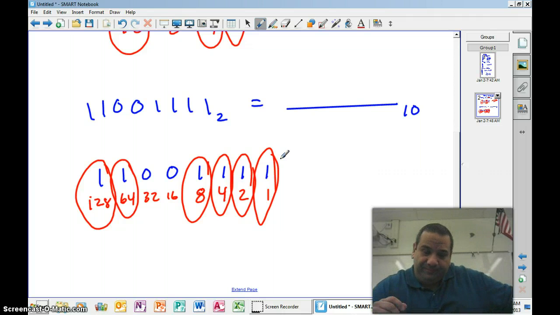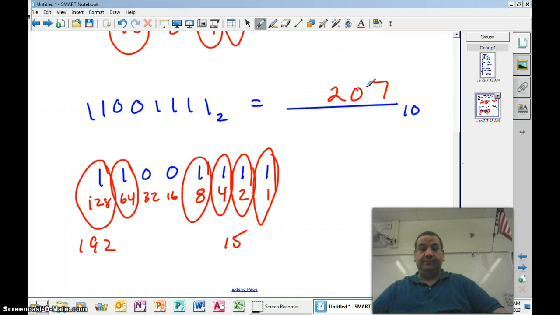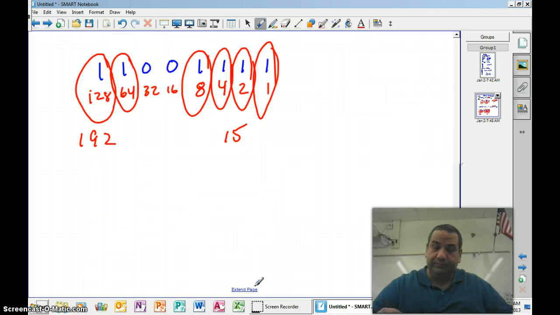All right, here we go. We have 8 and 2, that's 15 over here. This part is 15. Then we have 128 and 64, that's 192. 192 and 15 is 207. I like it. 207. That's it. Why don't you try a couple?